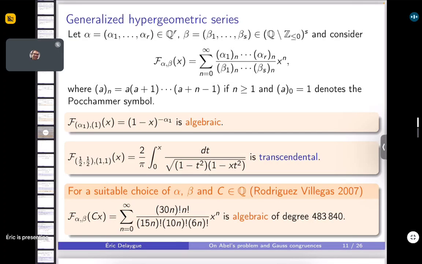And in fact, this series was shown by Rodriguez-Villegas to be algebraic of a very large degree relative to the parameters. In fact, the parameters alpha and beta have denominators which are bounded by 30, but the degree is really large. It's quite surprising.